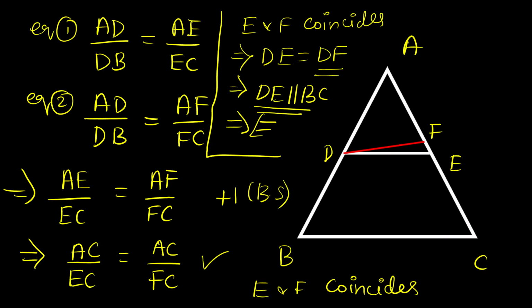So we proved that if a line divides any two sides of the triangle in the same ratio, here DE divides AB and AC in the same ratio, then the DE will be parallel to the third side, that is BC. Hence we proved the converse of BPT theorem.